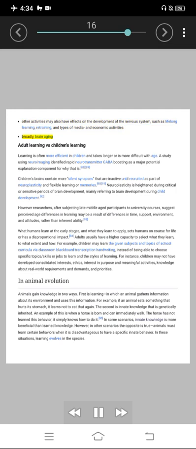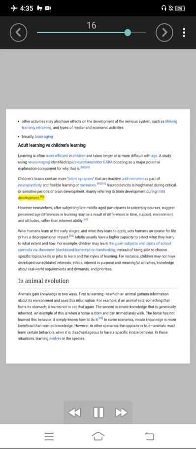Broadly, brain aging. Adult learning versus children's learning. Learning is often more efficient in children and takes longer or is more difficult with age. A study using neuroimaging identified rapid neurotransmitter GABA boosting as a major potential explanation component for why that is. Children's brains contain more silent synapses that are inactive until recruited as part of neuroplasticity and flexible learning or memories. Neuroplasticity is heightened during critical or sensitive periods of brain development, mainly referring to brain development during child development.